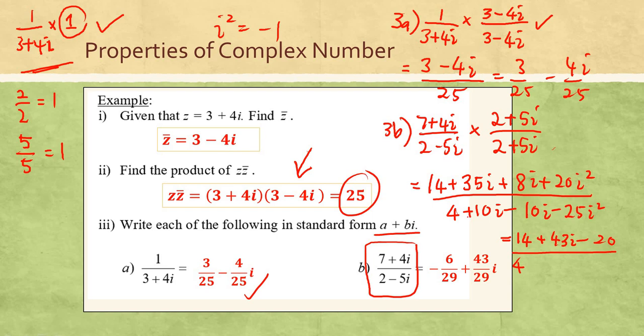Okay, bottom: 4 plus 10i minus 10i. No more 10i. No more i. Okay, now negative 25 times i squared. i squared is negative 1, so negative 1 times negative 25 is plus 25. So you will have here 14 minus 20, which is minus 6, plus 43i at the top, over 29 at the bottom. So we put this as a plus bi.